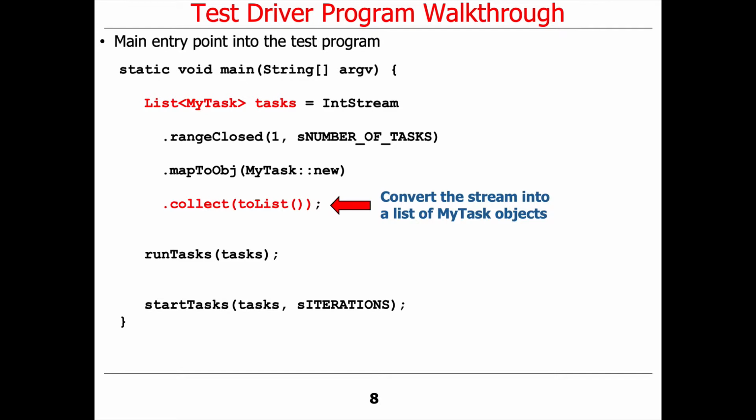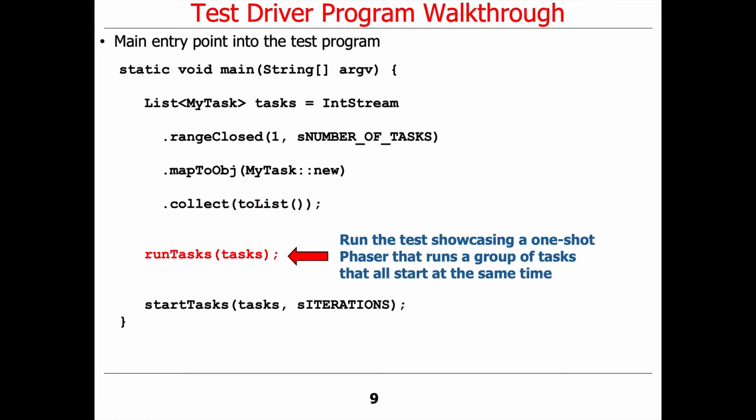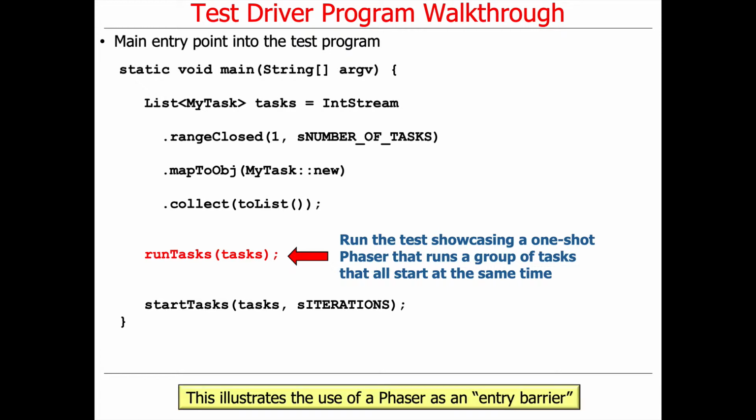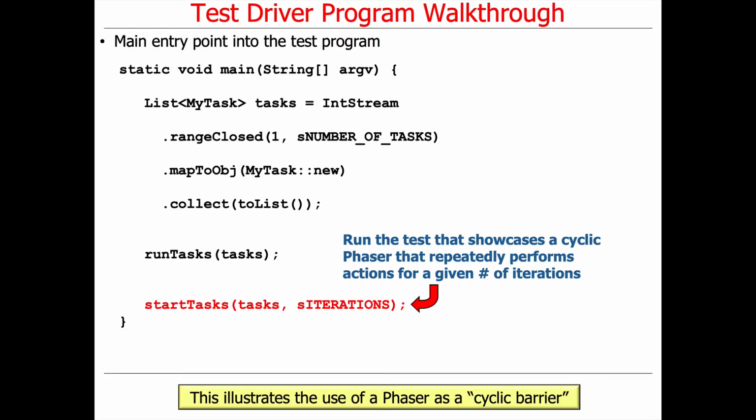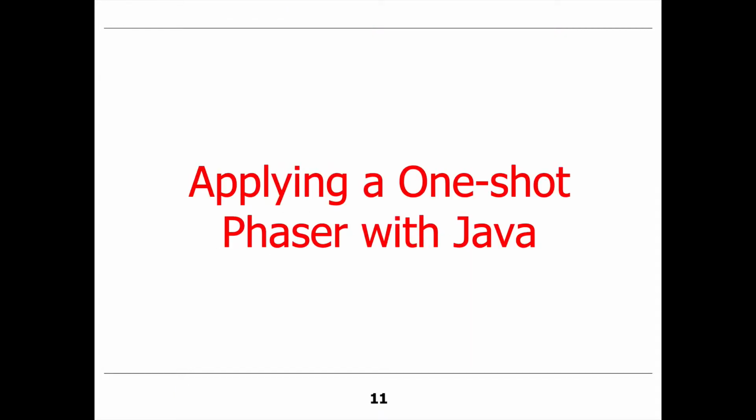Now that we've got the list of tasks we want to run, we're going to call two methods. First, we're going to call the runTasks method, which runs the test that showcases a OneShot phaser that runs a group of tasks that all start at the same time. So this basically works as an entry barrier. Next, we'll run the test called startTasks that showcases a cyclic phaser that repeatedly performs actions for a given number of iterations. This example illustrates the use of a phaser as a cyclic barrier.